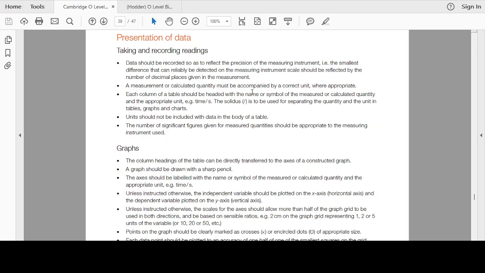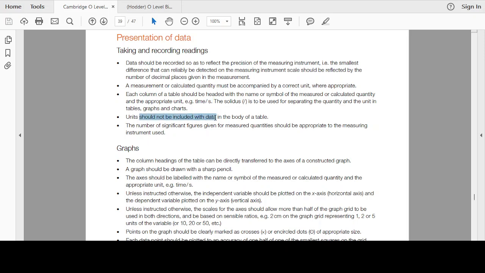Each column of a table should be headed with the name or symbol and unit. So name or symbol of the measured quantity, and the appropriate unit. So time is the name of the quantity and s is the unit, second. Now the solidus, that slash, is to be used for separating the quantity and the unit in table headings. So this is how you will represent whatever values you're putting into your table under appropriate headings.